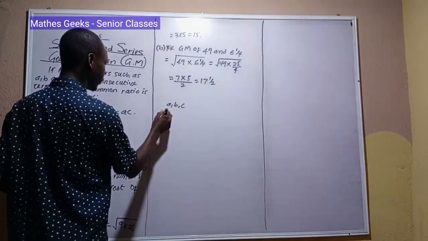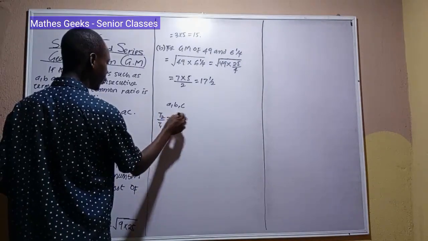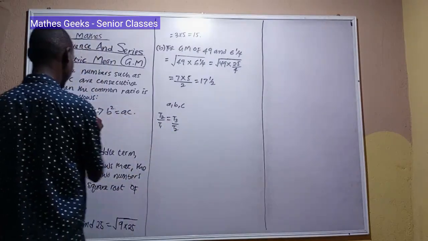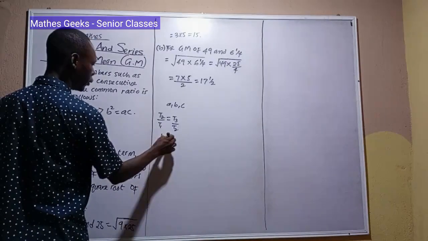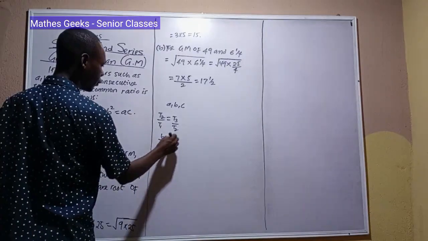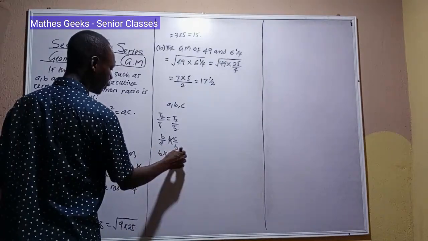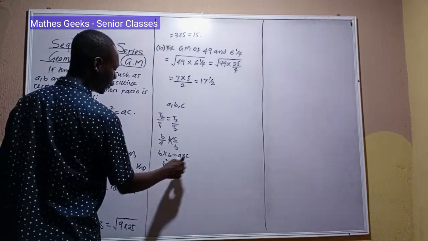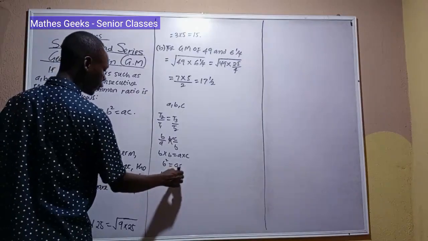the second term over the first term is equal to the third term over the second term. So this gives us the equation B over A is equal to C over B. When we cross multiply, we have B times B equal to A times C, which is B squared equal to AC. If we take the square root of both sides, we have B equals the square root of AC.